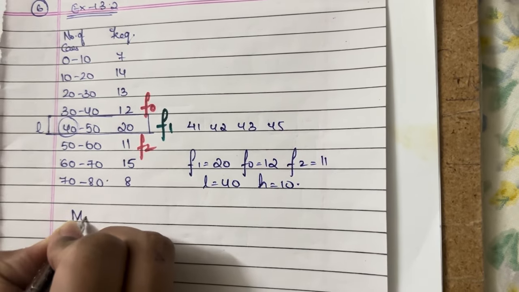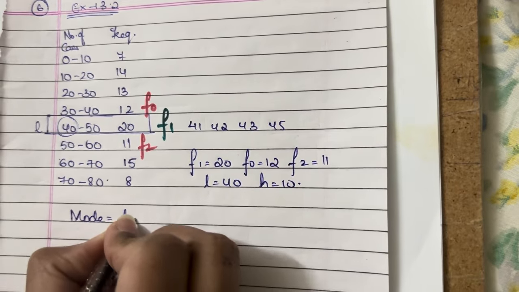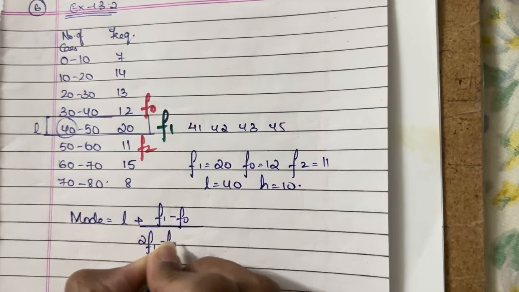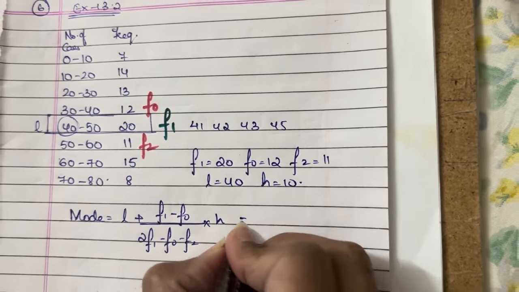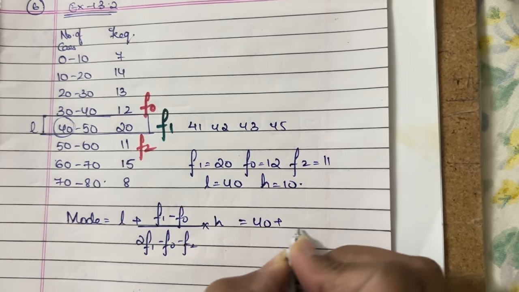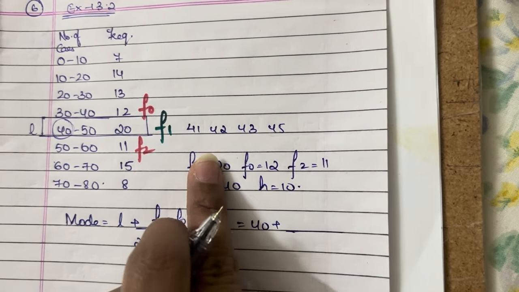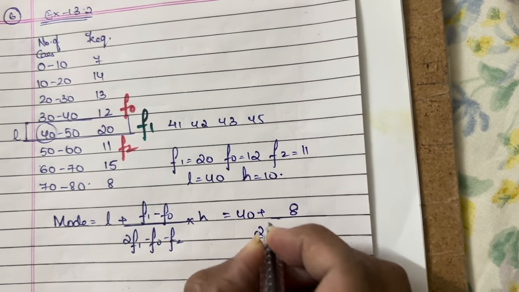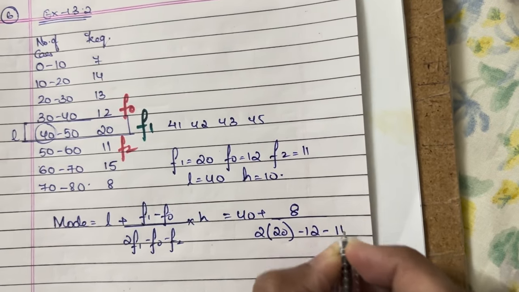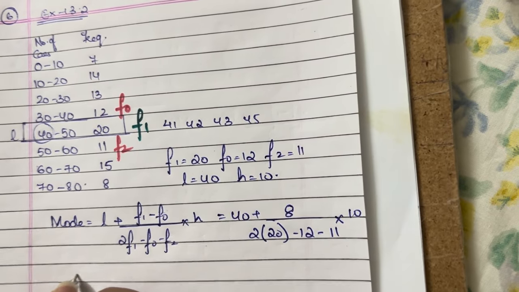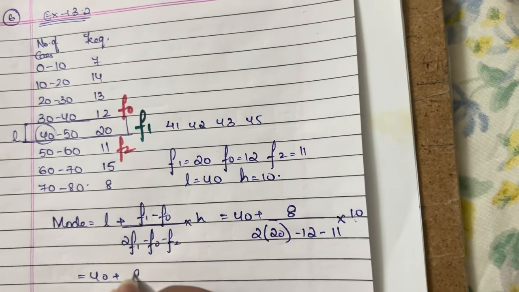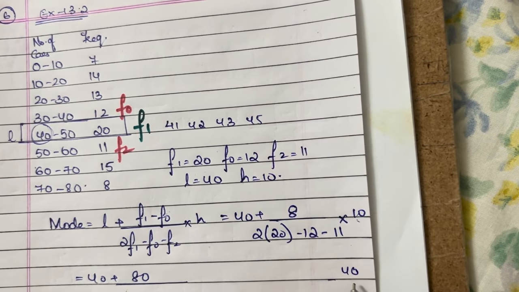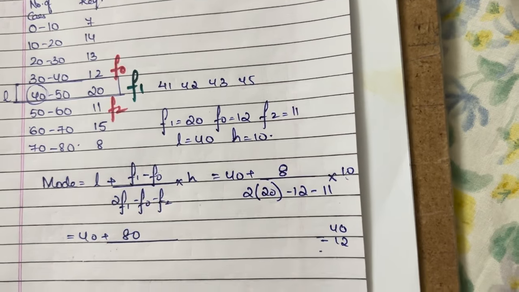What is the formula? Write the formula again and again while you are solving the sum so that you learn the formula. L plus (f1 minus f0) divided by (2 f1 minus f0 minus f2) times H is what you have. So substituting it into the formula, it becomes 40 plus (20 minus 12), and I'm doing it directly, so 20 minus 12 becomes 8. 8 divided by (2 times 20 minus 12 minus 11) times the 10 that I have. So it becomes 40 plus 8 times 10, which is 80, divided by 40 minus 12 minus 11, which I will do first.